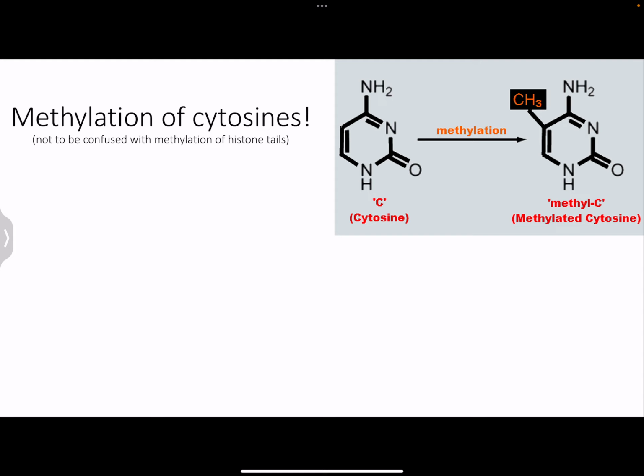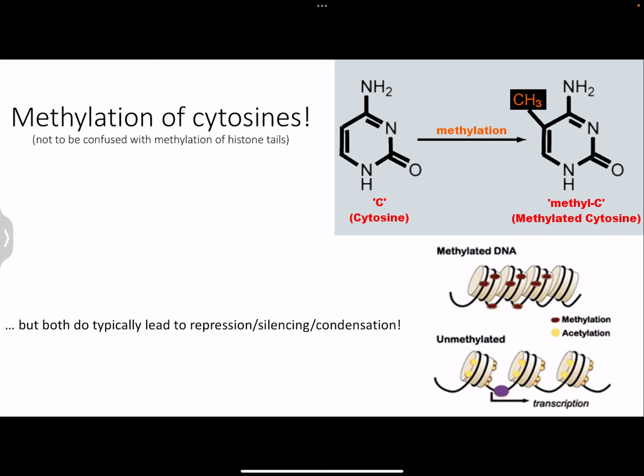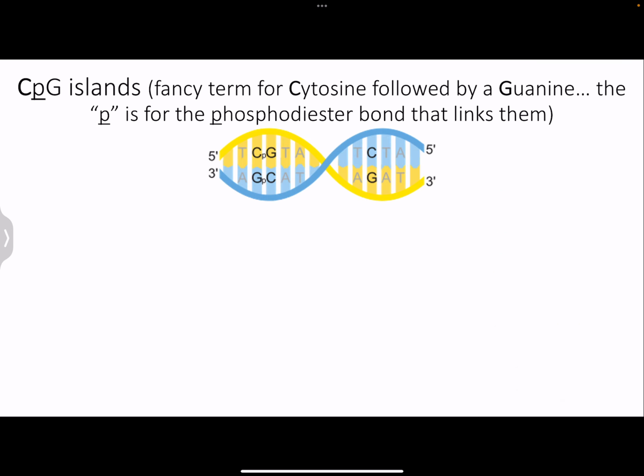So we methylate the histone protein, but we can also methylate the cytosine. And it actually works out a little bit easy, because in both cases, it's going to lead to condensation, repression, silencing. So this would be methylated DNA. It's typically going to be associated with compression. A CpG island. So this is the term. In CpG, C is just cytosine, and G is just guanine.